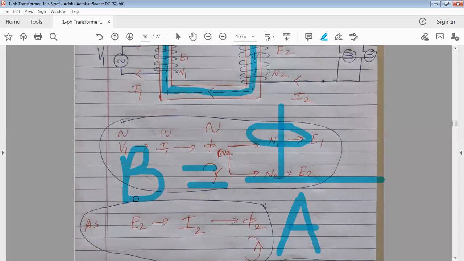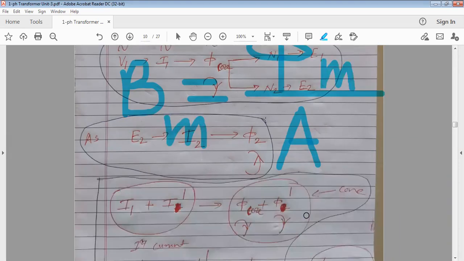What is the unit for this flux density? Some of you have studied it in 12th. Weber per meter square. Very good. Weber per meter square, and it is also called Tesla, isn't it? Weber per meter square or Tesla. So whenever you want maximum flux density, it will be maximum flux per unit area.